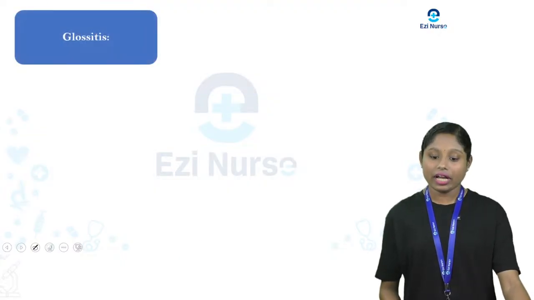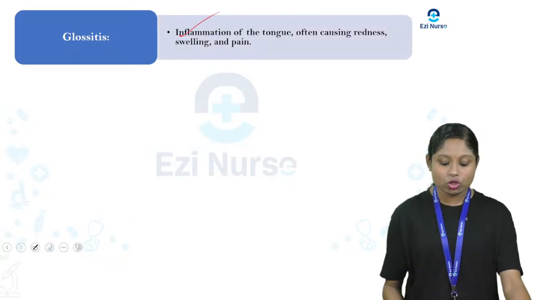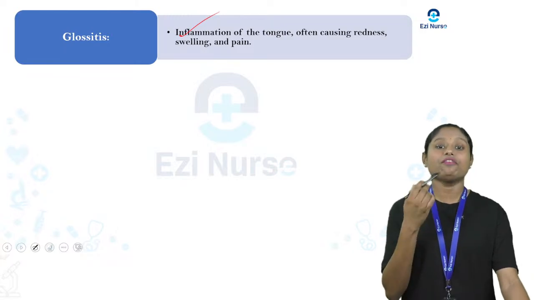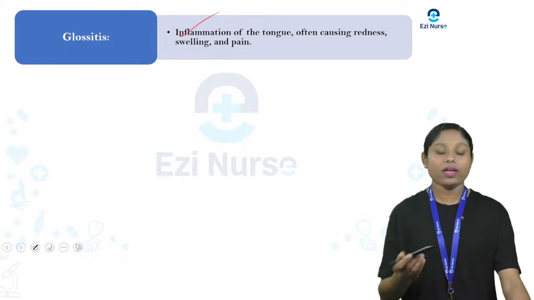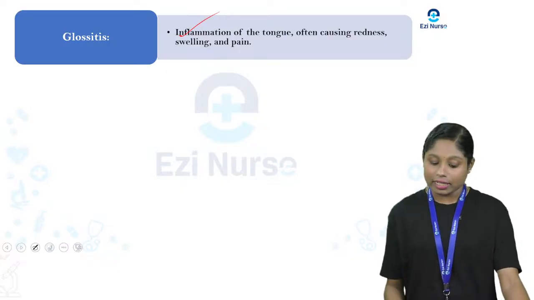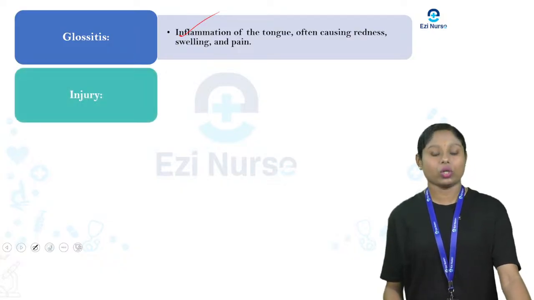The next word we are going to discuss today is glossitis. What is glossitis? It's the inflammation of the tongue, often causing redness, swelling and pain. If our tongue has inflammation, then it is known as glossitis. That is the definition of glossitis.